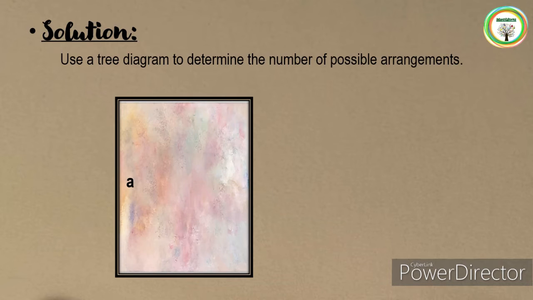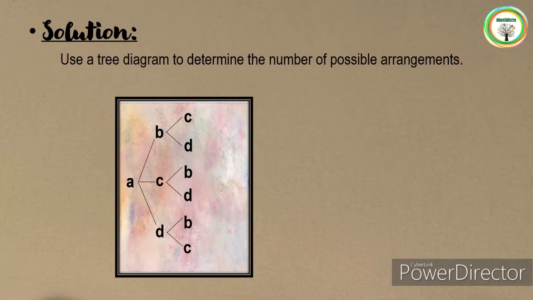Let's have first if the first letter is A. If the first letter is A, the second letter could be B, C, or D. Then, if the first letter is A and the second letter is B, the third letter could be C or D. Next, if the first letter is A and the second letter is C, the third letter could be B or D. And last one, if the first letter is A and the second letter is D, then the third letter could be B or C.